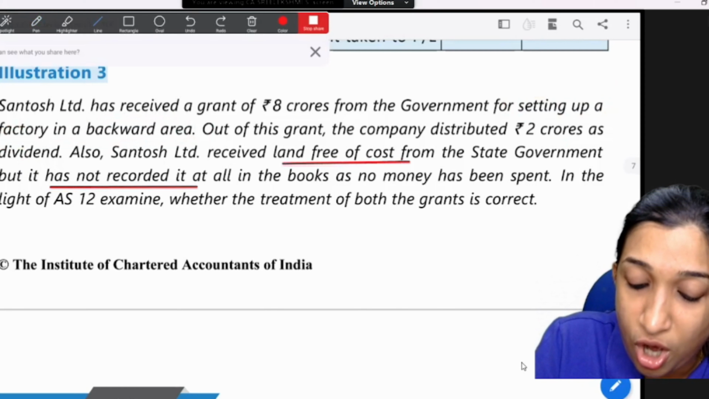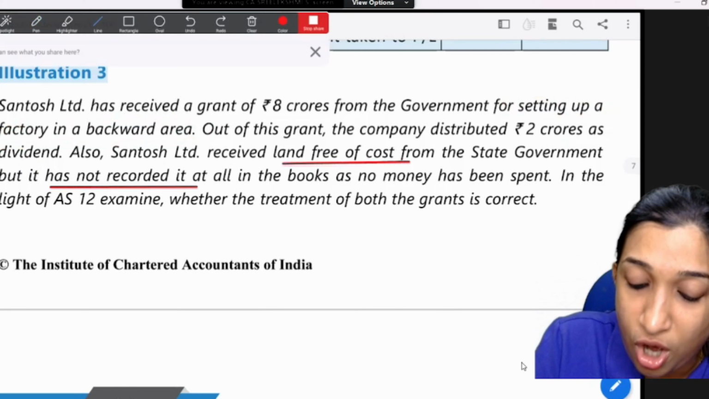More expense, more income will be shown; less expense, less income will be shown, so that it will have a set-off effect. Asset-related expense, asset-related income. Anyway, for that we'll see a question. Are you okay? So, where are we standing? We have started the accounting of government grant.